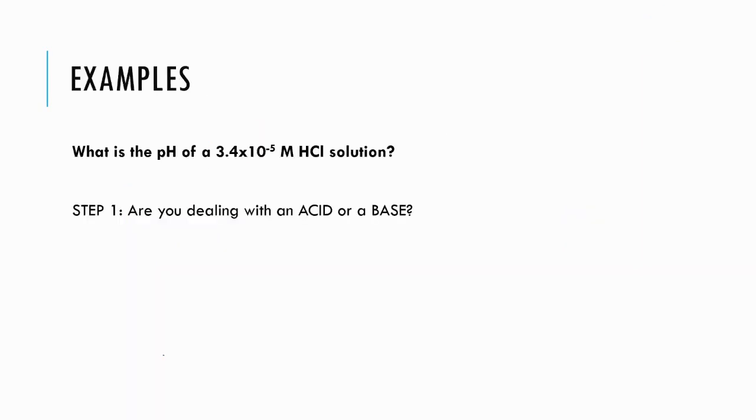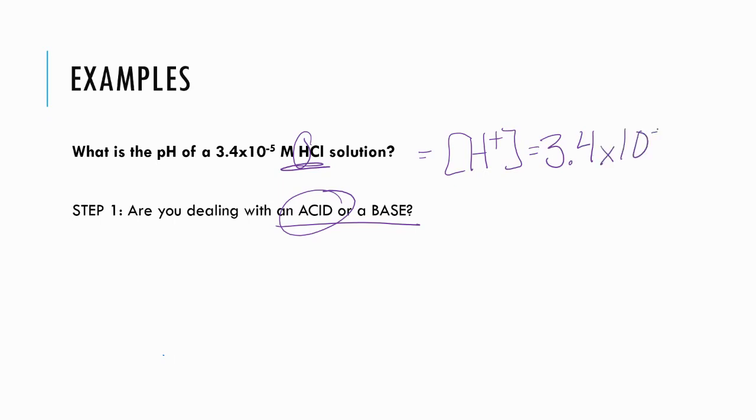Example 1. What is the pH of a 3.4 times 10 to the negative 5th molar HCl solution? All right, so before we can figure out where we are on the map, we need to figure out if we're dealing with an acid or a base. Okay, since this is HCl and it starts with H, it's an acid. So what that means is that our concentration of H plus is the concentration of the acid that's listed.